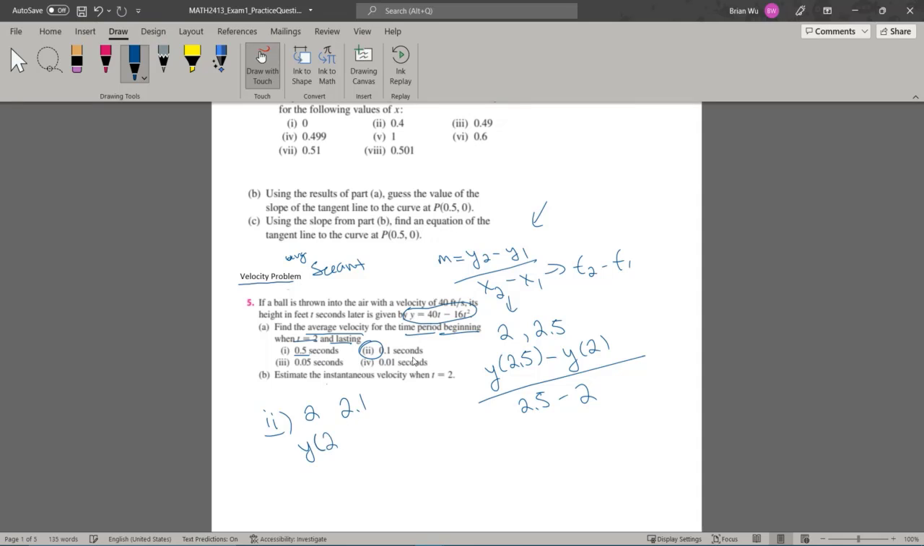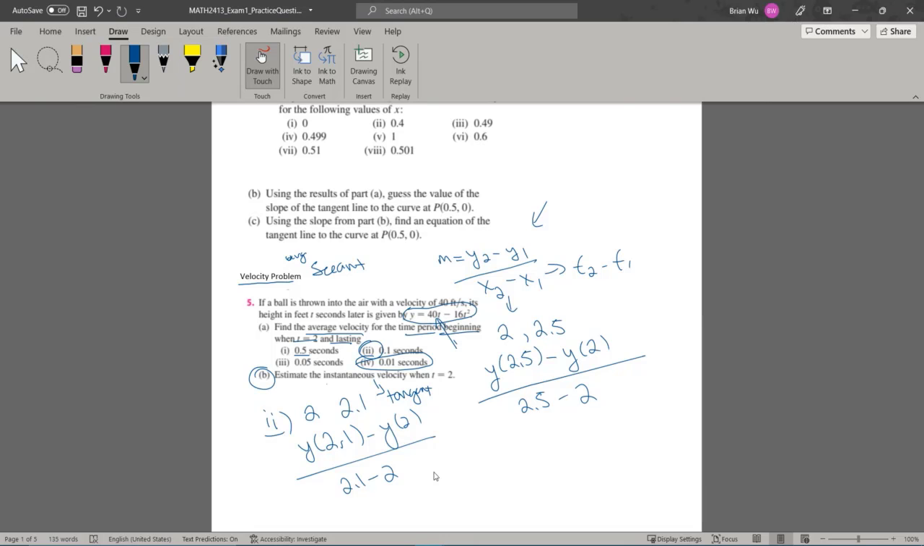You just plug those into the equation here: y of 2.1 minus y of 2, divided by 2.1 minus 2. The two points are getting really close together, so you could probably estimate the velocity at t equals 2. The closer you get, the more accurate the instantaneous velocity, or the tangent line, is.